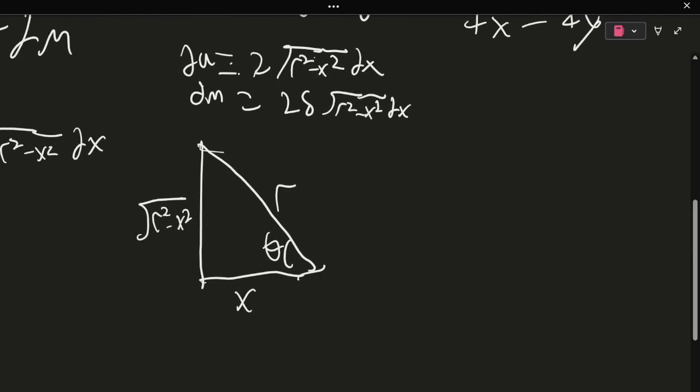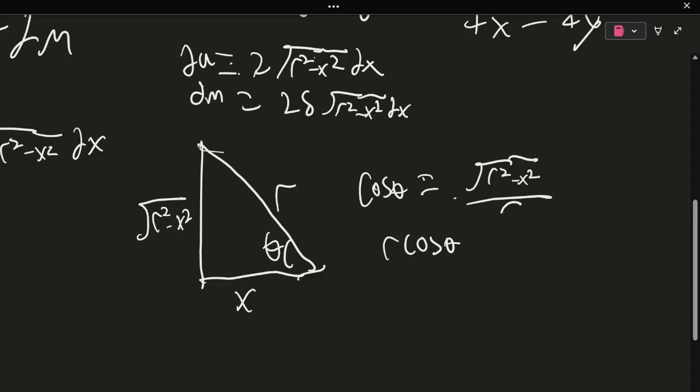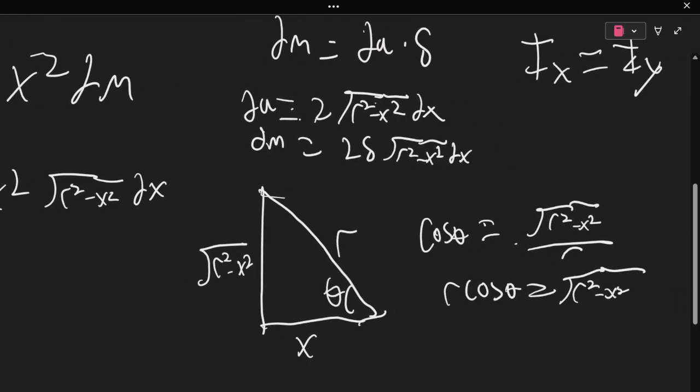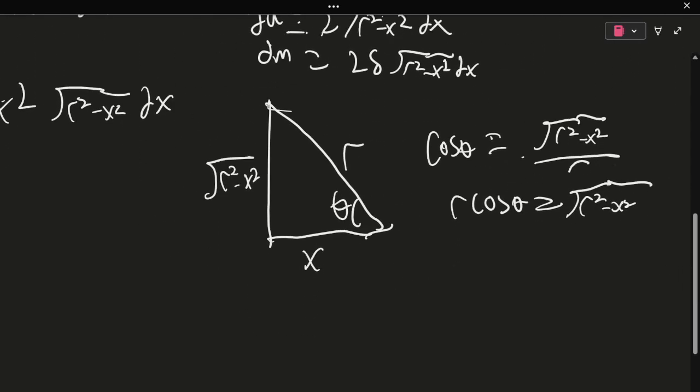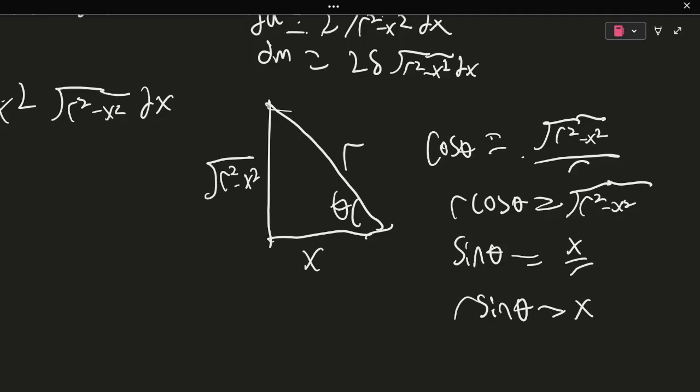Our first one that comes to mind, we'll start with cosine of theta. Cosine of theta is equal to the square root of r squared minus x squared over r. So r cosine of theta is equal to the square root of r squared minus x squared. That can be plugged in directly for our square root of r squared minus x squared. Now we can think of sine of theta. Sine of theta is going to be equal to x over r, which means that r sine of theta is equal to x.